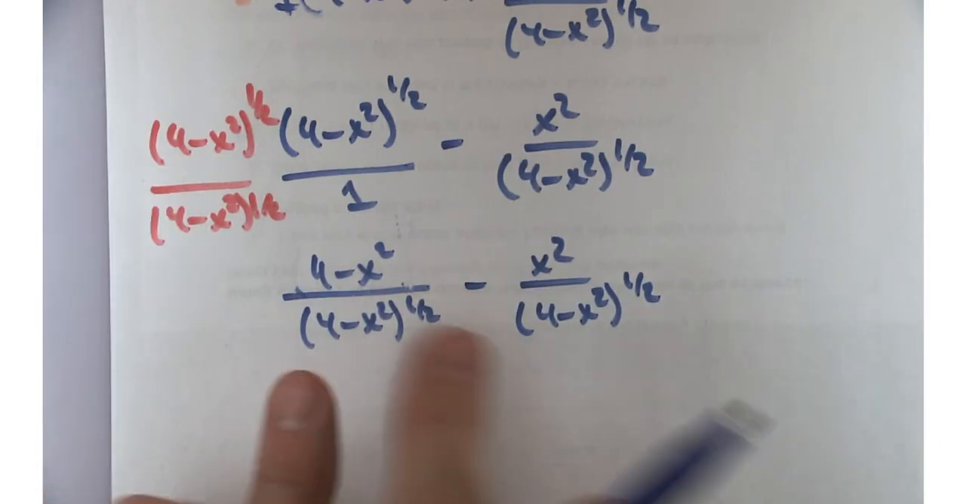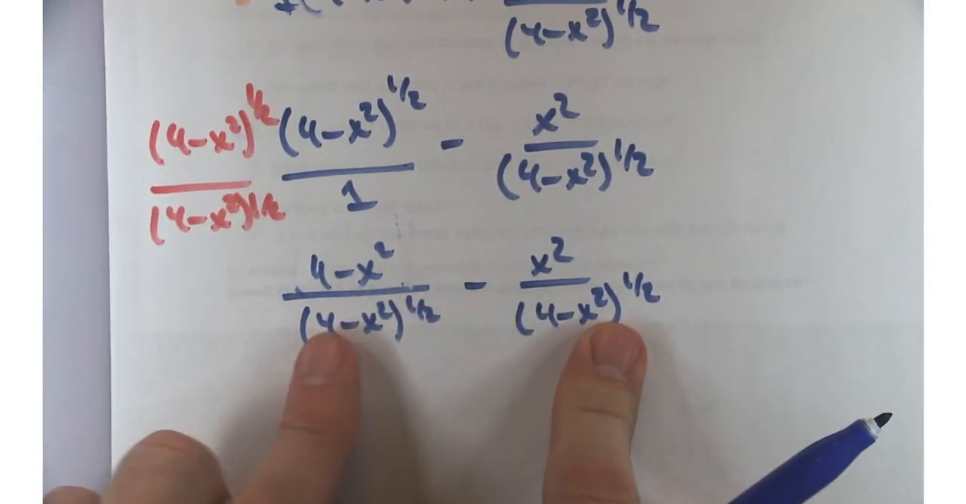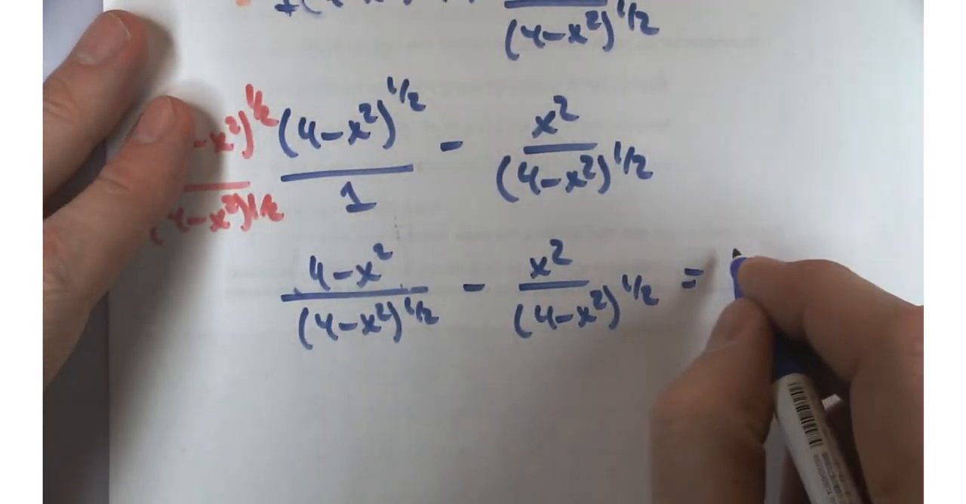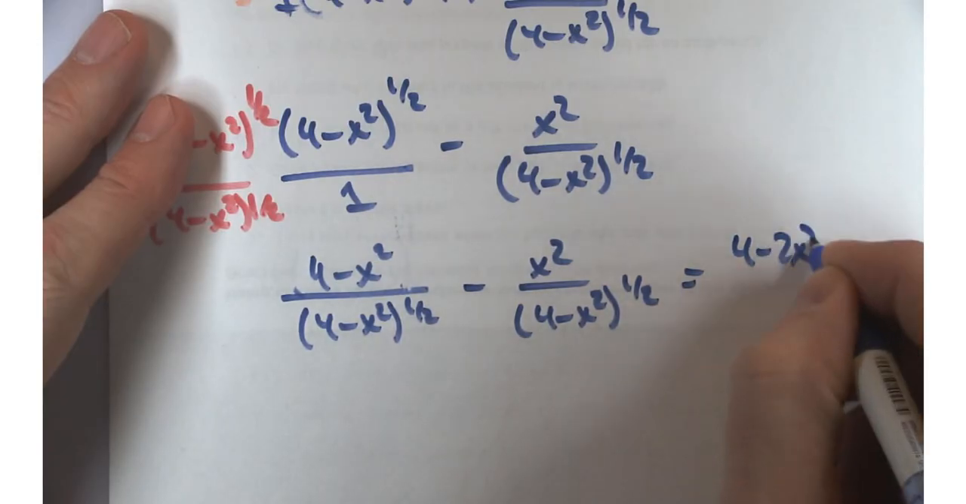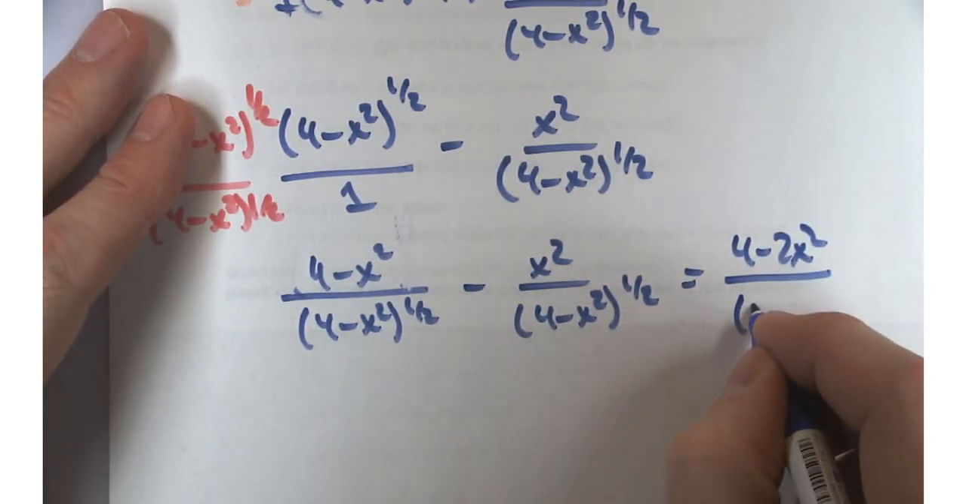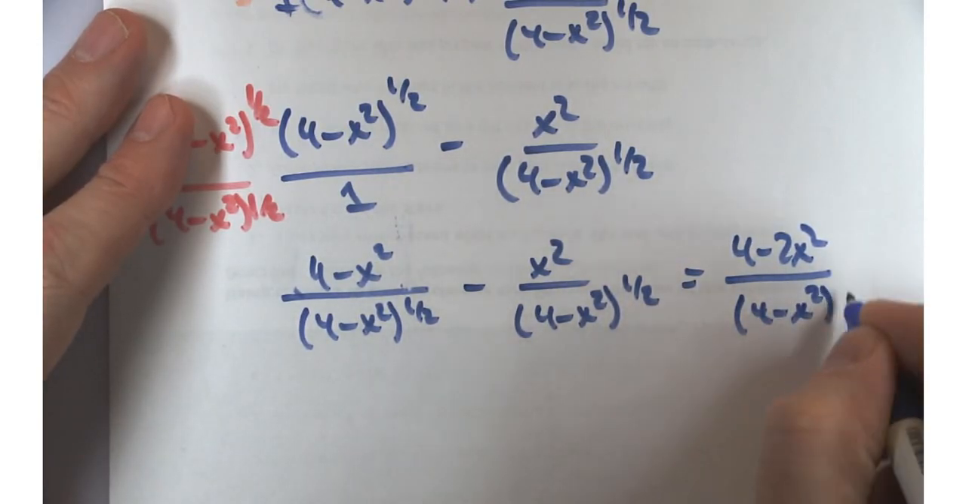Nice. So now we've got like terms. We can combine these and get 4 minus 2x squared over 4 minus x squared to the 1/2.